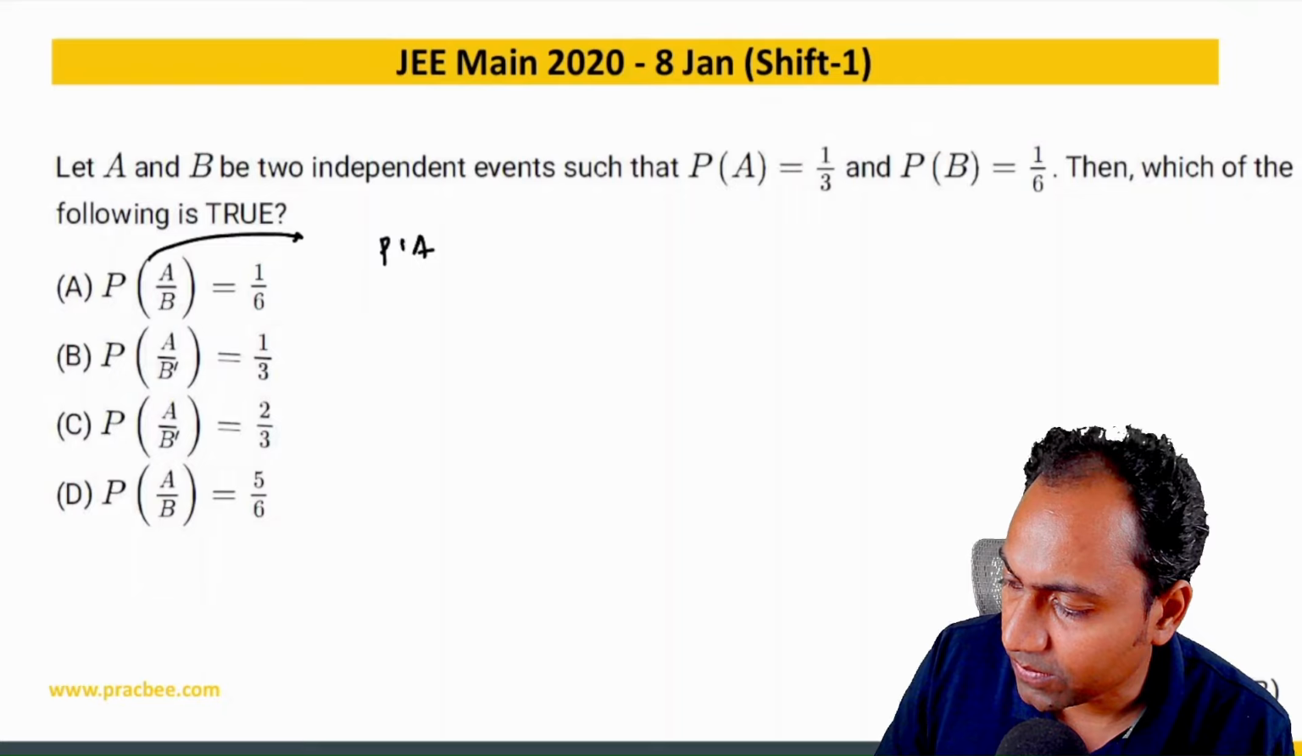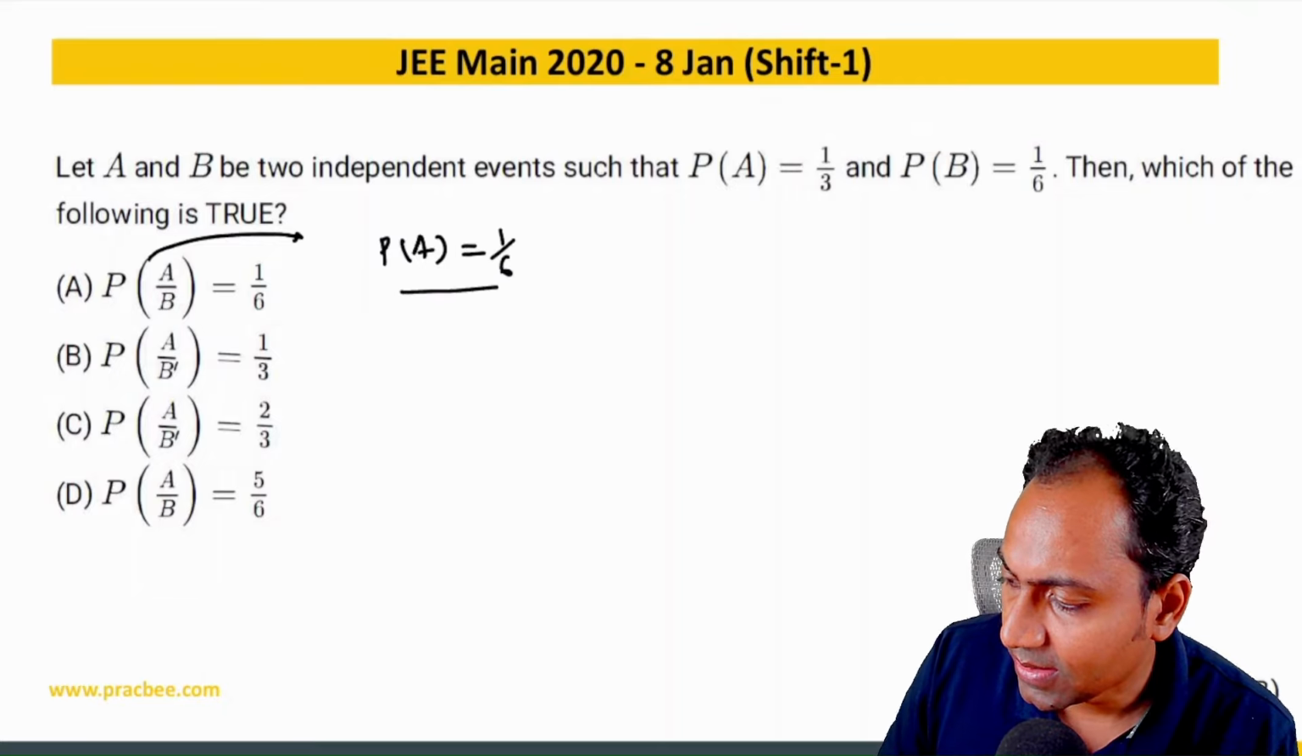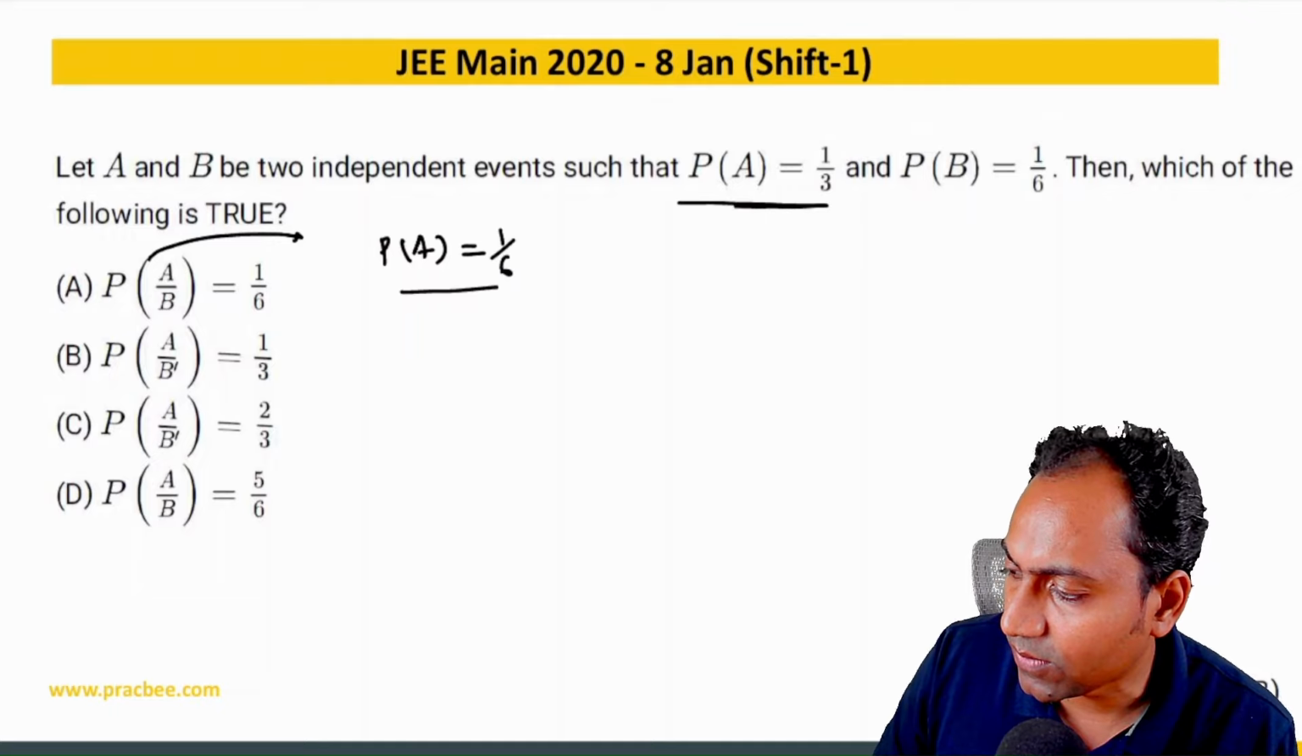nothing but P of A. So what this option says is P of A is equal to 1 by 6. Now if you look into the question, what they have given is P of A is equal to 1 by 3, so this option cannot be correct.